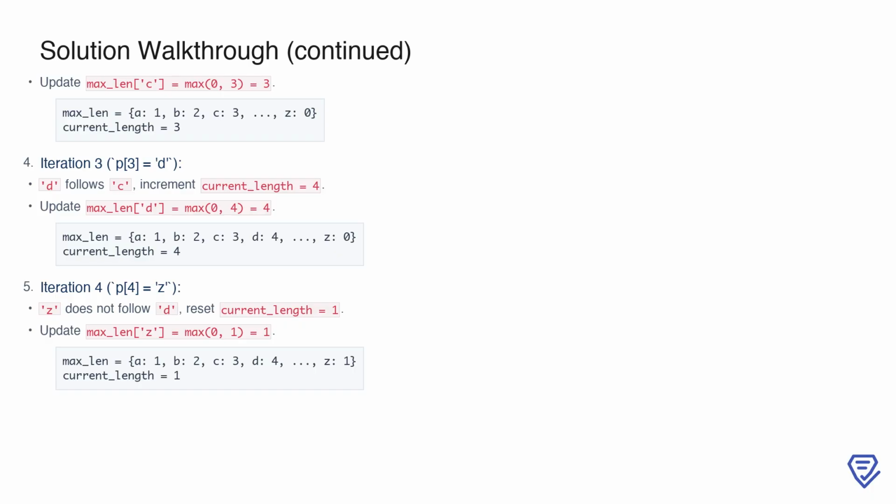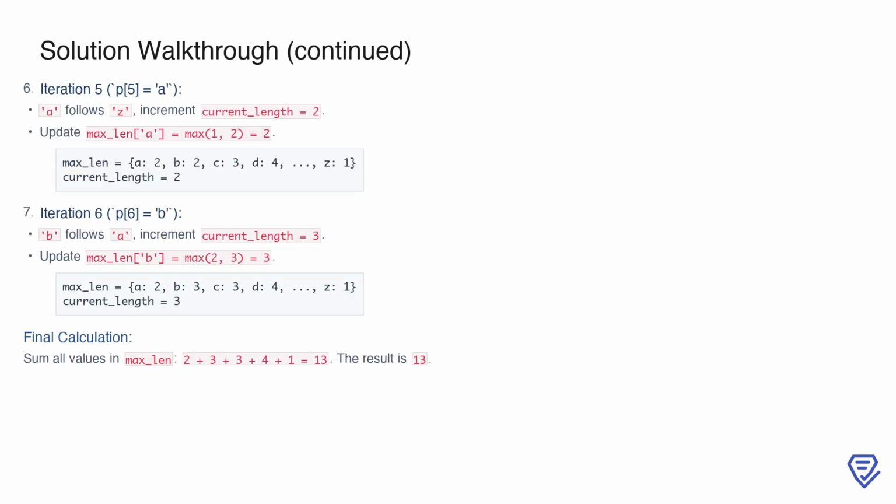When we reach the fifth character, z, we notice that z does not follow d in the wraparound order. As a result, we reset current_length to 1 and update max_len[z] to the maximum of its current value, 0, and current_length, so max_len[z] equals 1. At this point, the max_len dictionary reflects the longest substrings ending in a, b, c, d, and z as 1, 2, 3, 4, and 1, respectively.